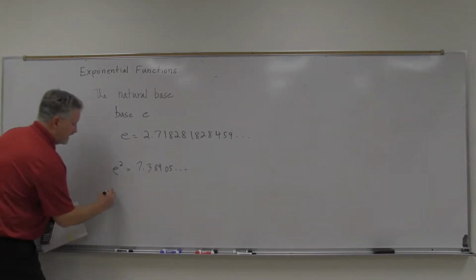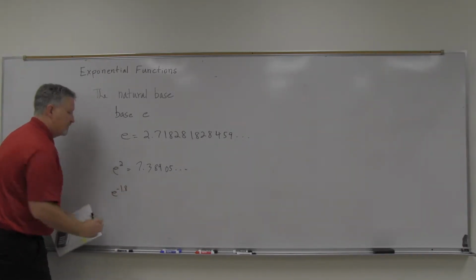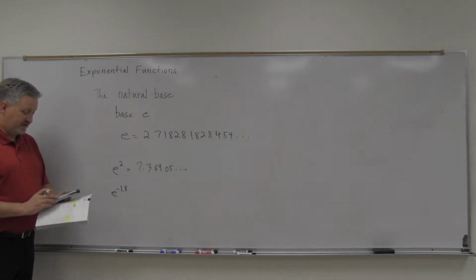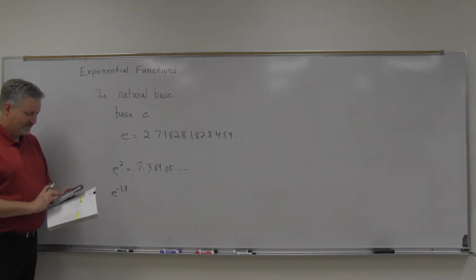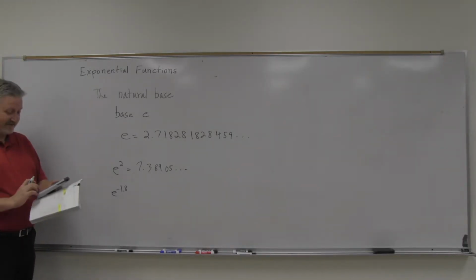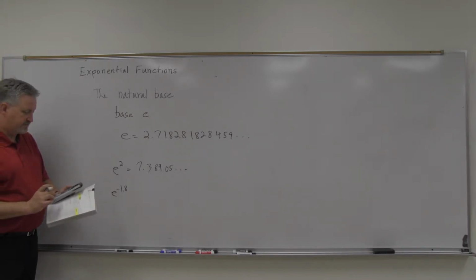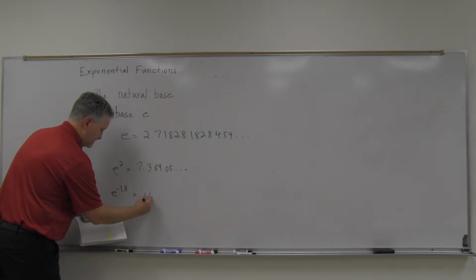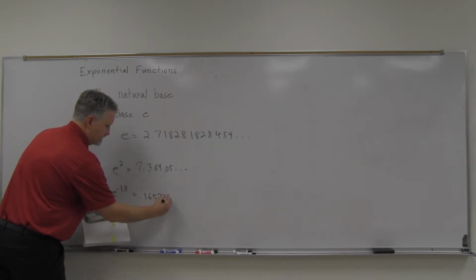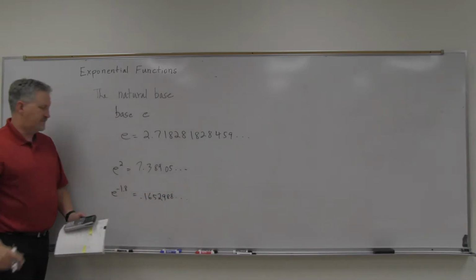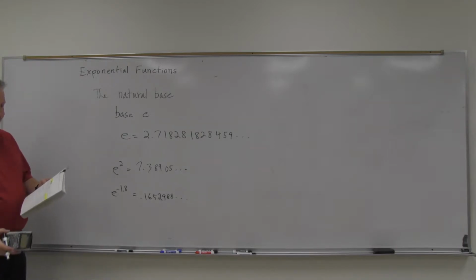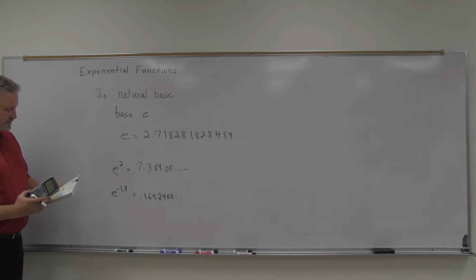Now, e to the negative 1.8, is that going to be a negative number? No, it's just 1 over e to the positive 1.8, but you don't even have to know that, just punch it in. It's going to be a small number, yeah, 0.1652988, something to that effect. Okay?